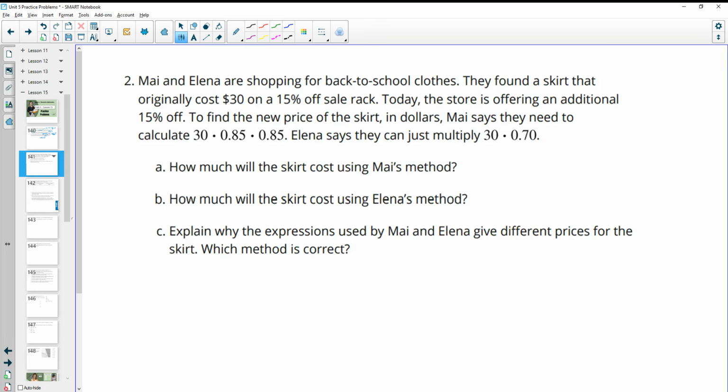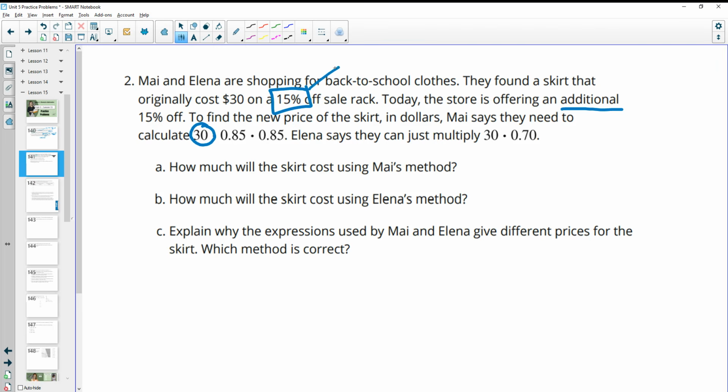Number two, Mai and Elena are shopping for back to school clothes. They found a skirt that originally cost $30 on a 15% off sale rack. Today, the store is offering an additional 15% off. To find the new price of the skirt in dollars, Mai says that they need to calculate 30, the original cost, times 0.85, which is 85%, right?